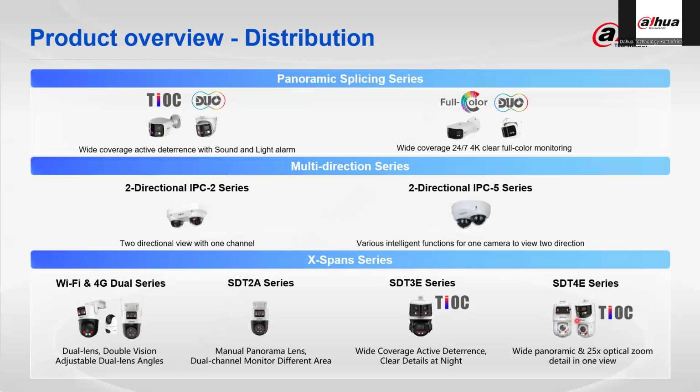So this series has an optical zoom of up to 25 times. You can see at the bottom, these are powerful motorized lenses, which can zoom far distance objects up to 25 times.